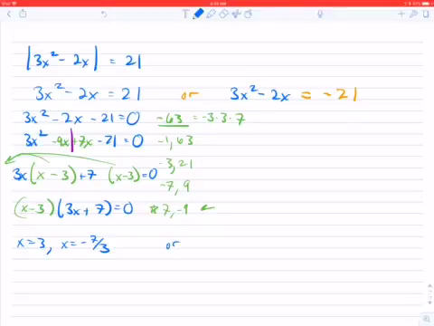So over here, we have 3x squared minus 2x plus 21 equals 0, right? So what is that, 63 again? So two numbers that multiply to give us 63 and add to give negative 2. Again, this was 3 times 3 times 7.